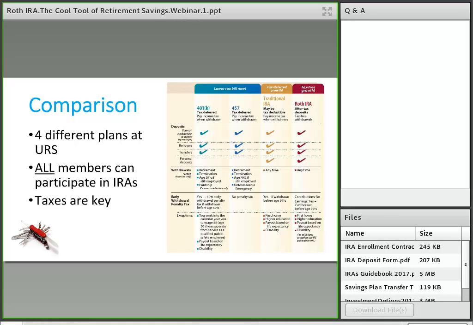So at URS, we offer these 4 plans. Now, the big question is does your employer use all 4 of these plans?